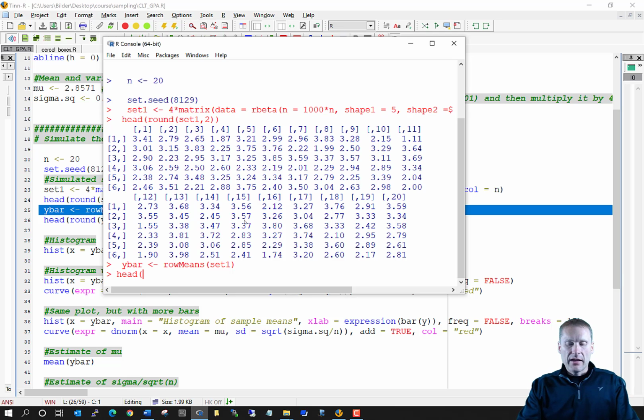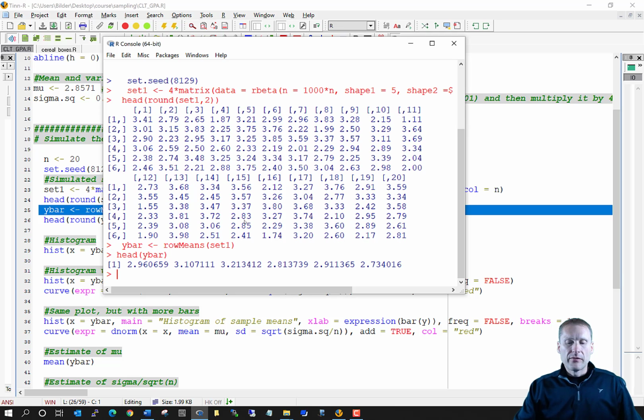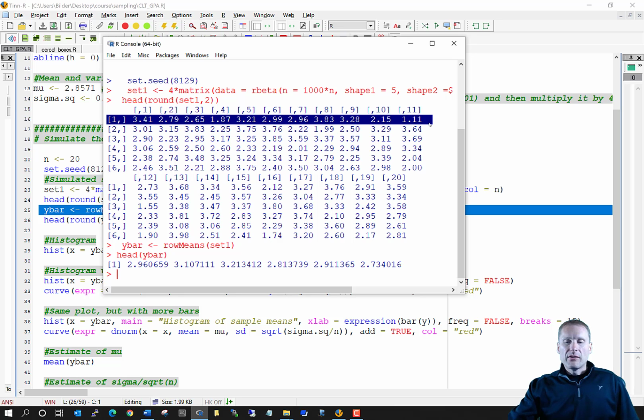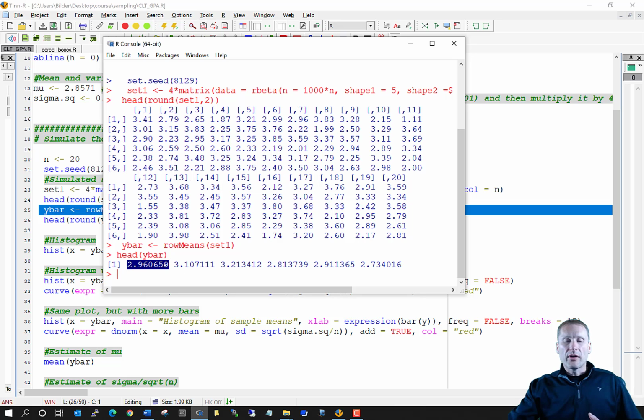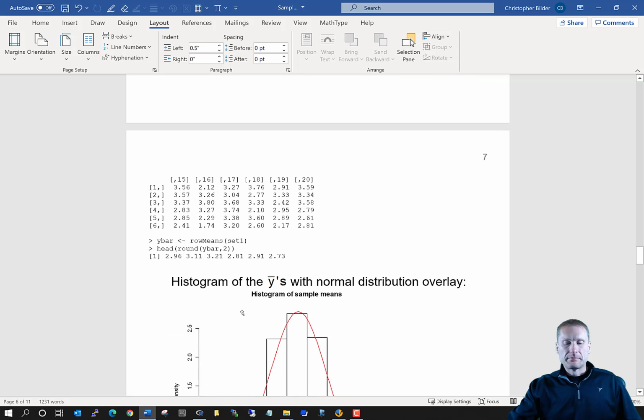If I use head of y bar, here are the first 6 of those sample means. So if I were to take the mean of all of these 20 GPAs that I just highlighted, that mean would be 2.96. For my second sample, the mean of all these 20 GPAs is 3.11 approximately. Okay, let me come back here.